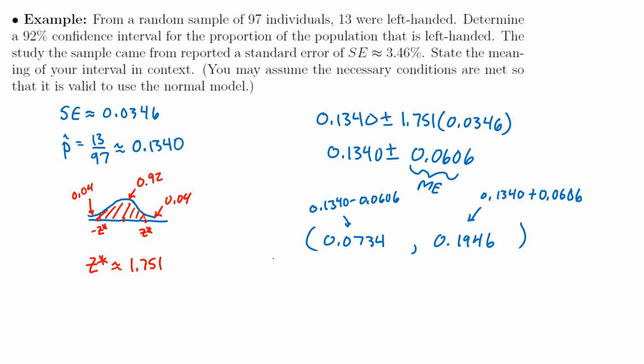So all this to say, right, we sampled 97 people randomly. We found that 13 of them were left-handed, which means 13.4% of the sample was left-handed. And then because of my knowledge about how much variation I would expect when collecting samples like this, I'm able to, from that, give an interval estimate that I can be pretty confident in.